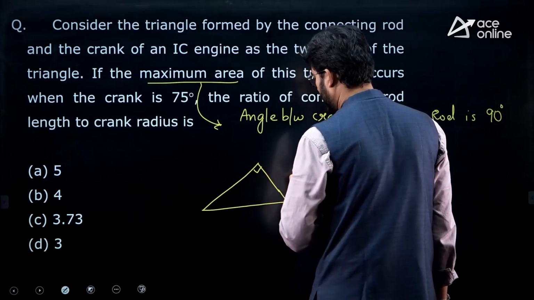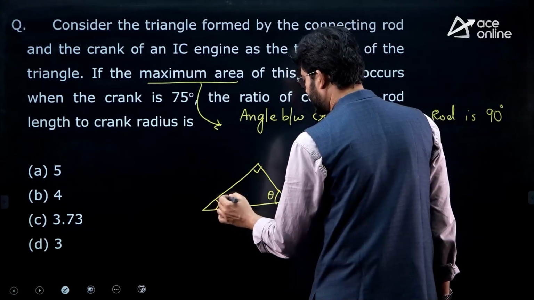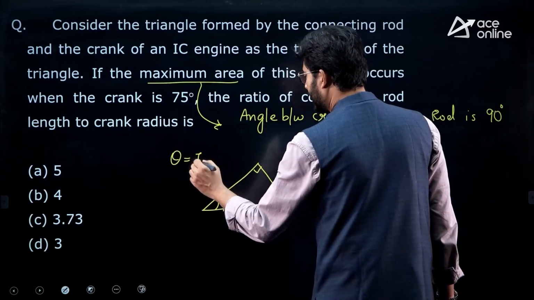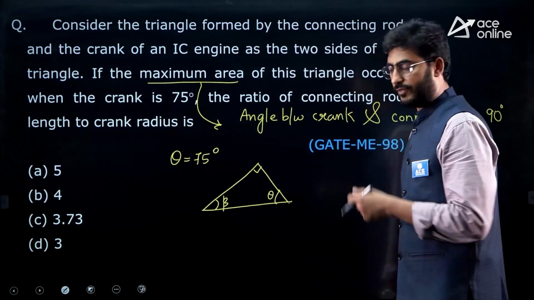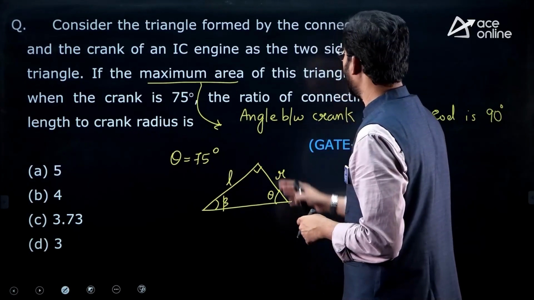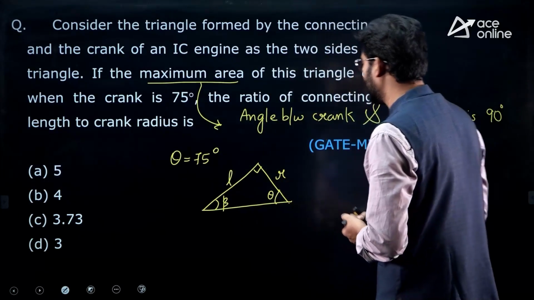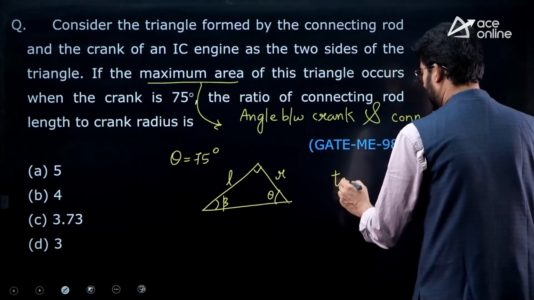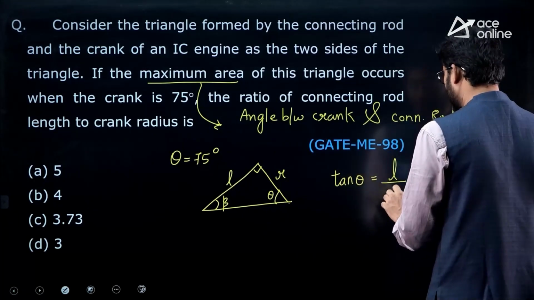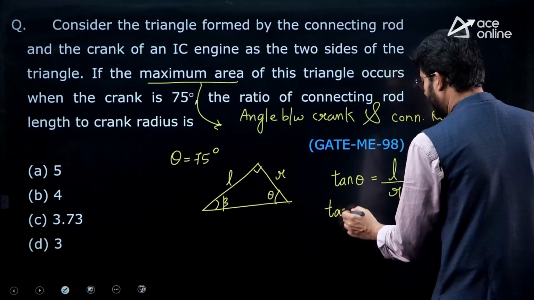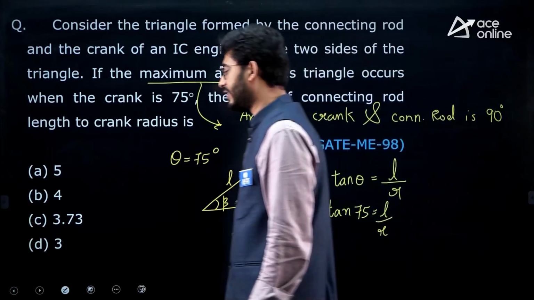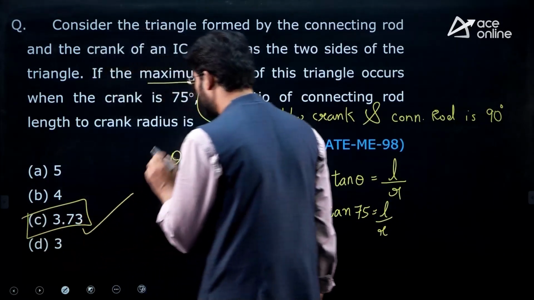Okay, this is 90 degrees and this is theta. This is beta, which is angle made by the connecting rod. So here as per the question it says that theta is equal to 75 degrees. If theta is equal to 75 degrees, this is R, this is L, and the ratio of the connecting rod length to the crank radius. So here we can write it as tan theta is equal to opposite side, that is L, divided by adjacent side, that is R. So tan 75 is equal to L by R. So tan 75 is 3.73. That is option C is the answer.